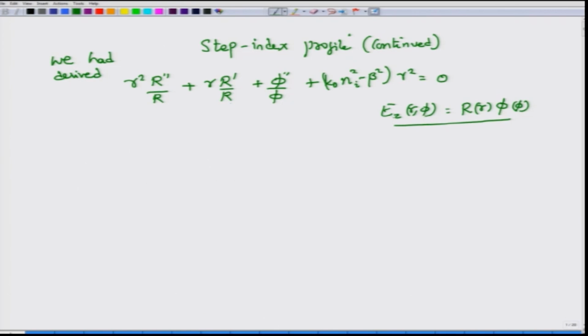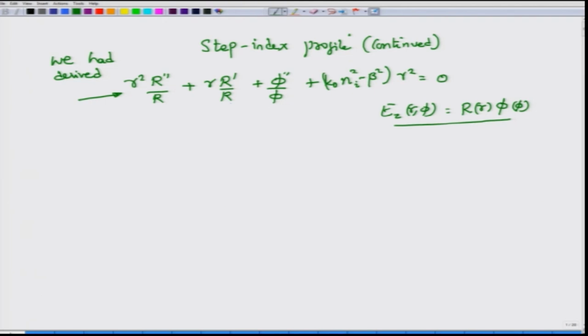So, we wrote Ez of r, phi as R of r times Phi of phi, where R of r is exclusively a function of the small r itself, which is the radius, and phi being the azimuthal angle. The capital Phi of phi is just a function only of this phi, and we substituted this into the wave equation for Ez, and after simplifying that, we derived this particular equation, at which point we had stopped because we did not have sufficient time to discuss the solutions. Now, that is what we are going to do in this module.